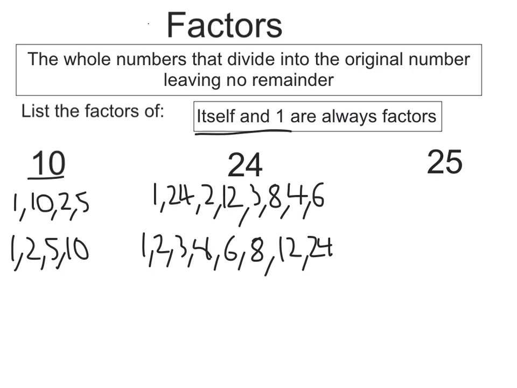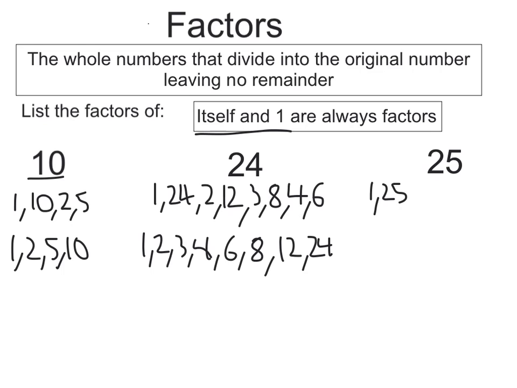Right, let's look at our last number, 25. So we know that 1 and 25 must be factors. Does 2 go into 25? No, it doesn't, because that's an odd number. Does 3 go into 25? No, 3 goes into 24, so it's not that one.